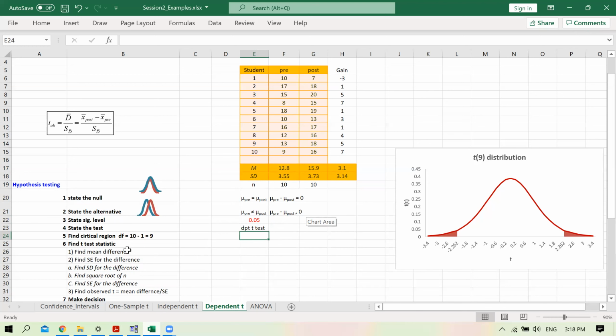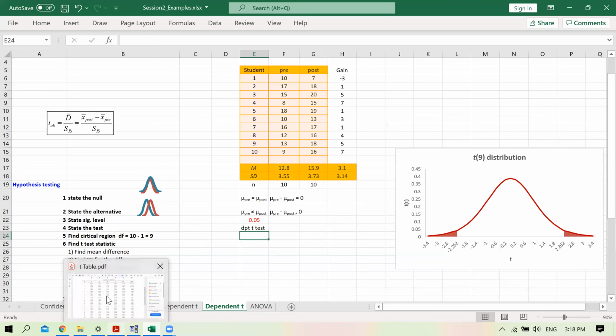And then we're going to find the critical region. To find the critical region, we're going to find the t-critical value. To find the t-critical value, we need the degrees of freedom. Since we only have one group, we only have one population value to estimate, looking at the difference scores. So that's n minus 1, which is 9.